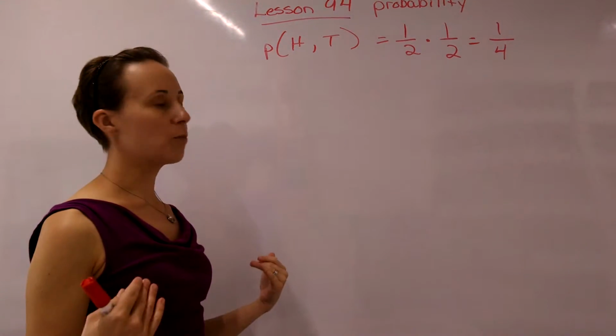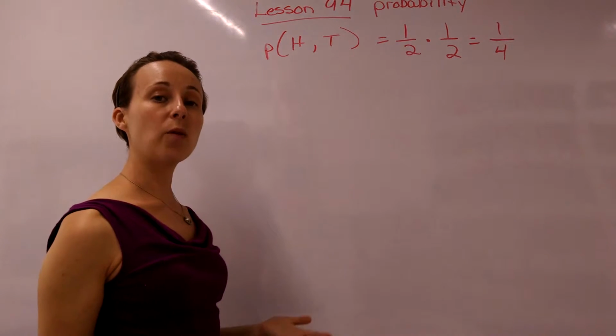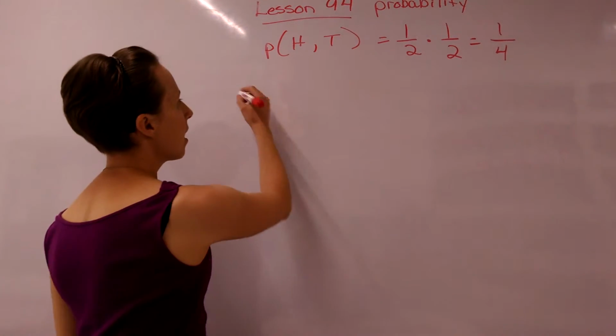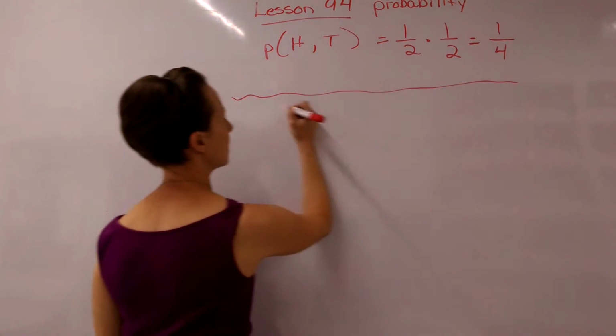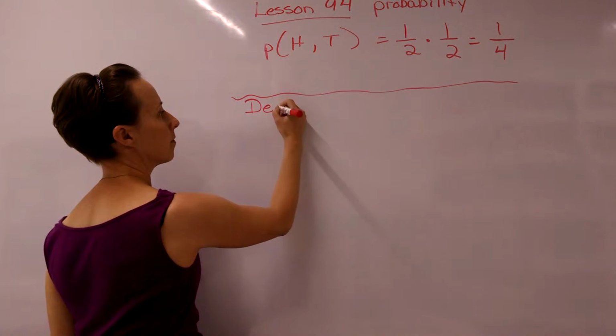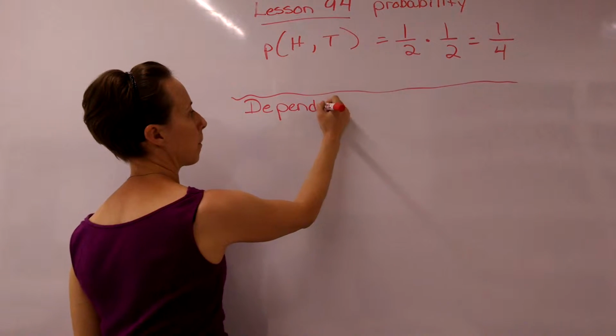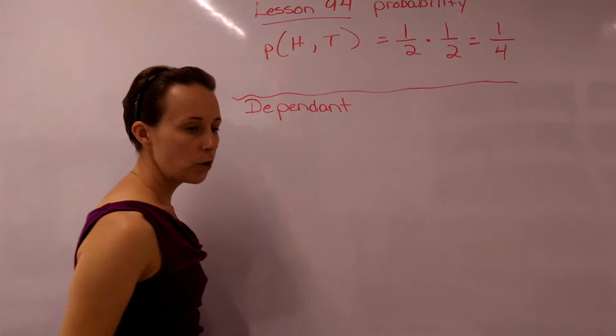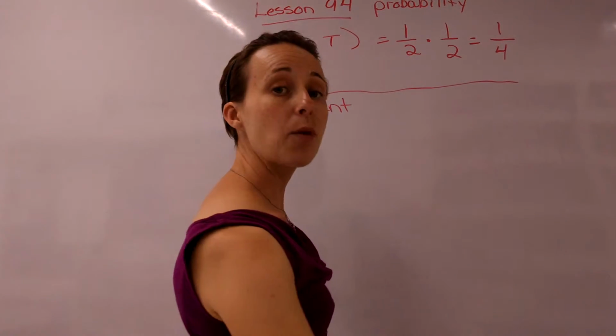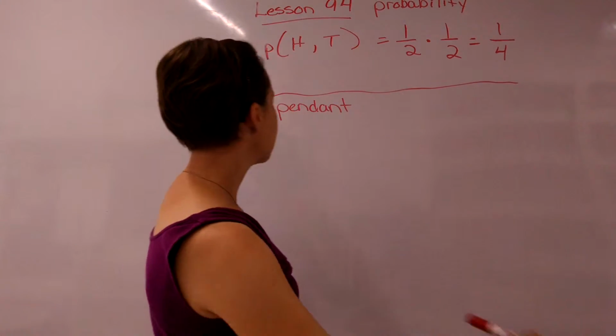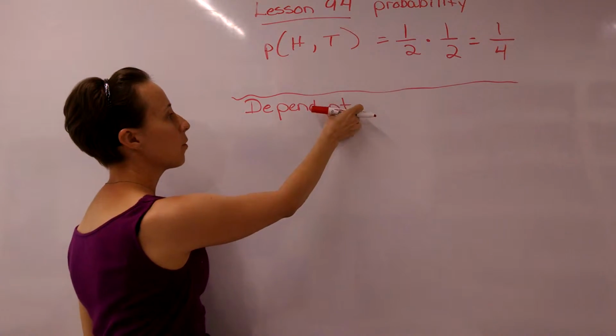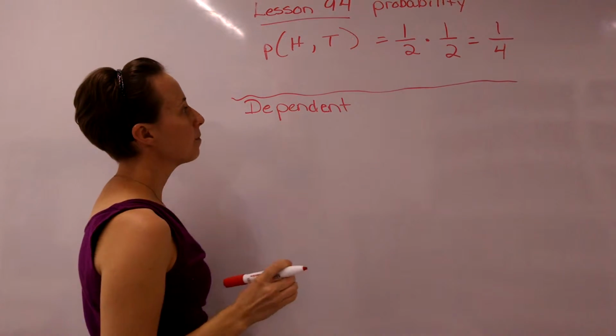There's a different way to do probability if the probabilities will affect each other. These are called dependent probabilities. When you have dependent probabilities, the probabilities are going to affect each other. So for example, whoops, fix my spelling there, sorry about that.